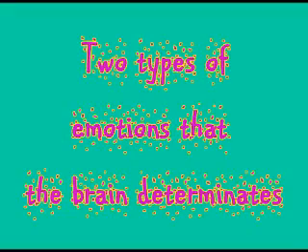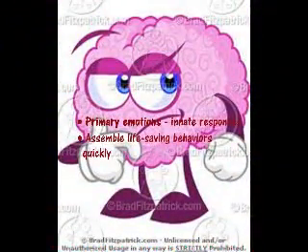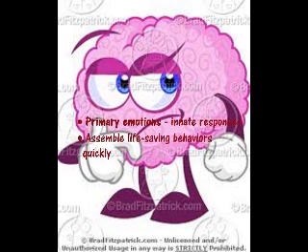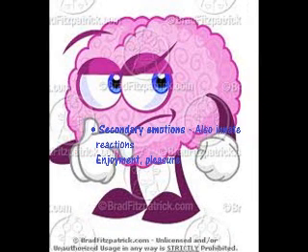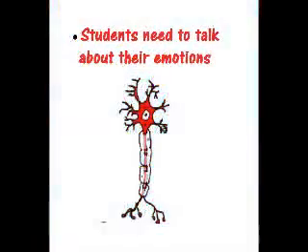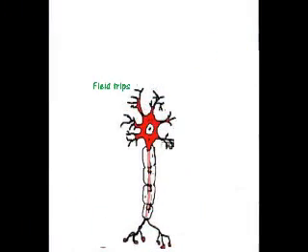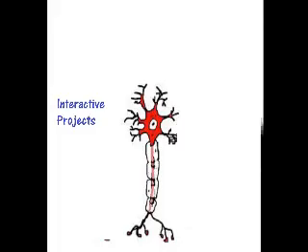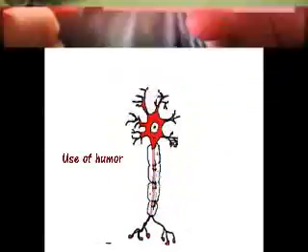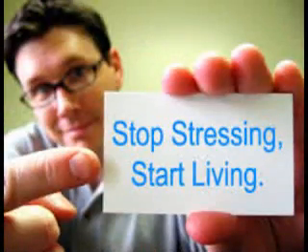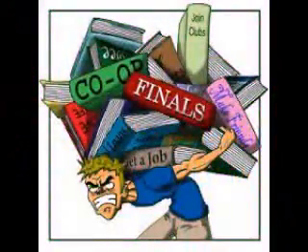There are 2 types of emotions. The primary emotions are innate responses that assemble life-saving behaviors quickly. The secondary emotions are also innate reactions, emotions of enjoyment and pleasure. Students need to talk about their emotions. It can happen through games, cooperative learning, field trips, interactive projects, and the use of humor. Another important thing for students to learn quickly is to limit emotional stress.